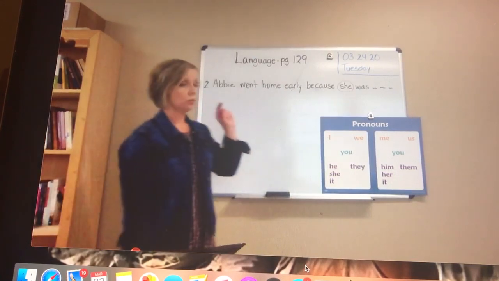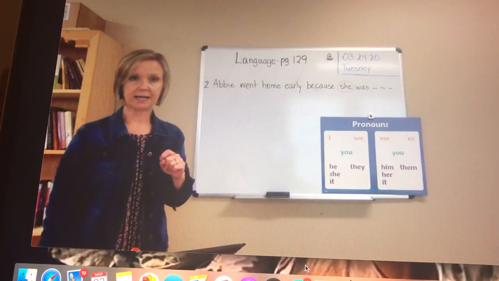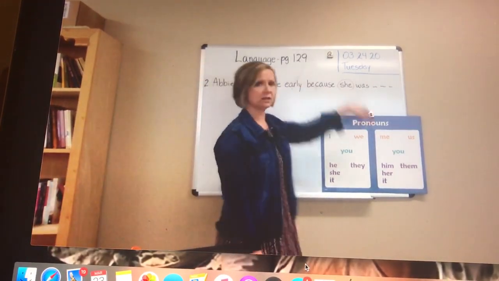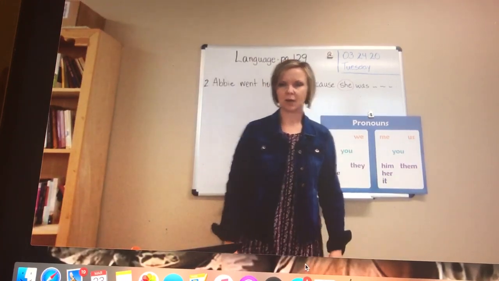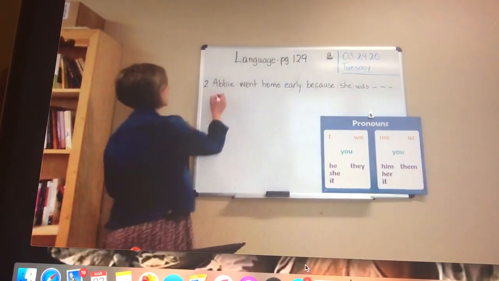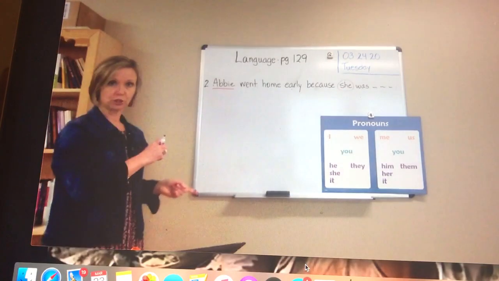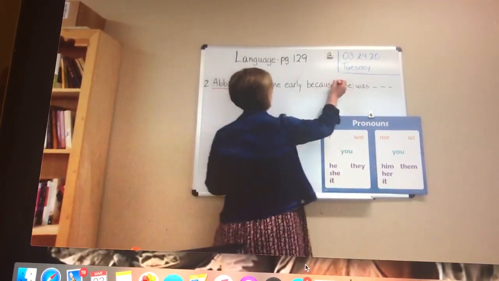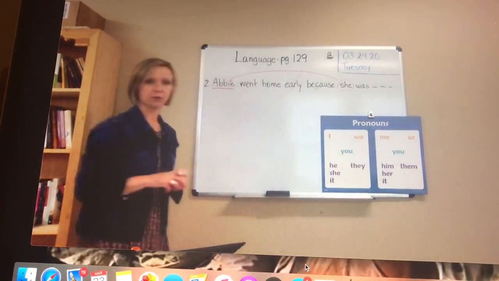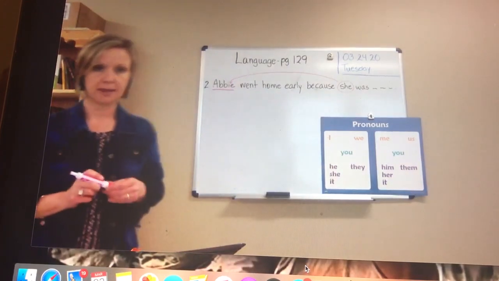Now, we're going to underline the noun that the pronoun is taking the place of. Abby went home early because Abby was not feeling well. We wouldn't say that, would we? So she is taking the place of, you got it, Abby. And now we're going to match them. So we're going to match she to Abby. Same person, one and the same. We just don't want to say Abby 2 times.